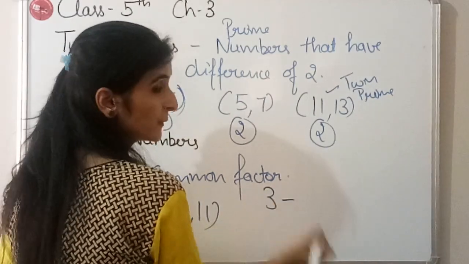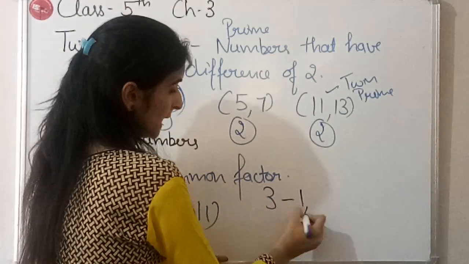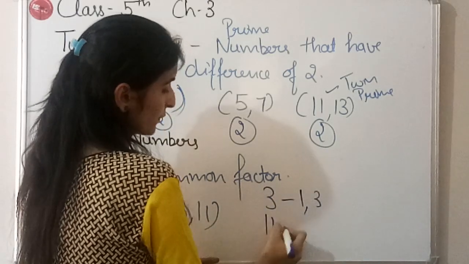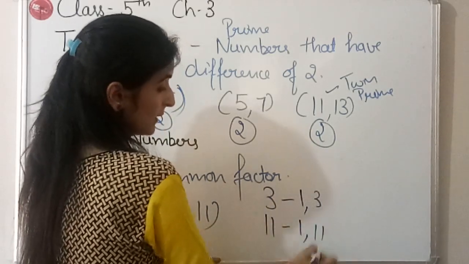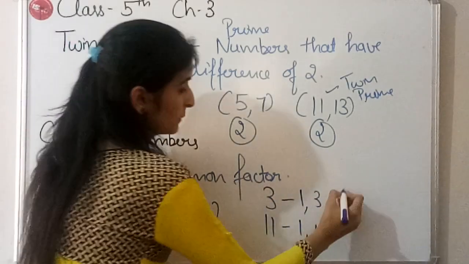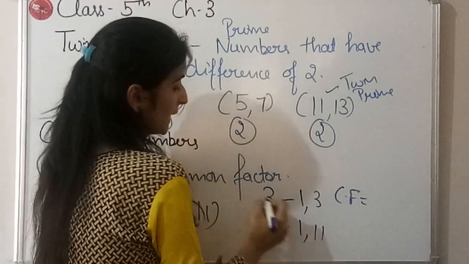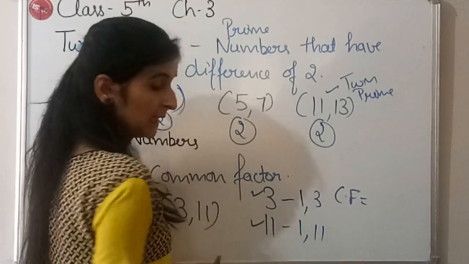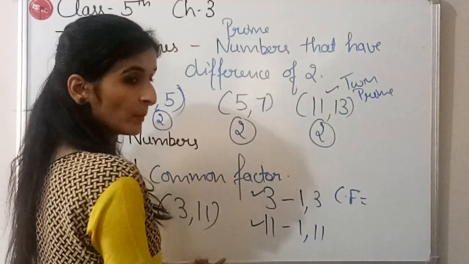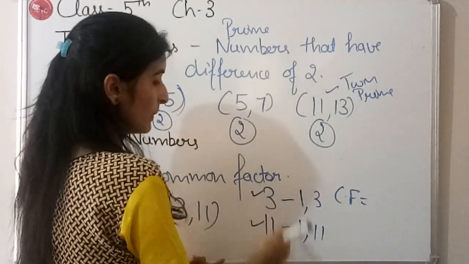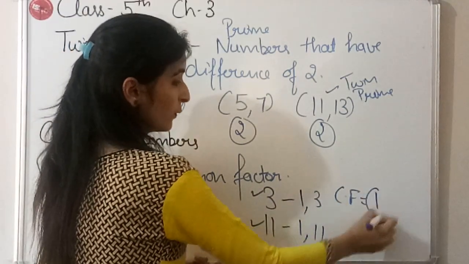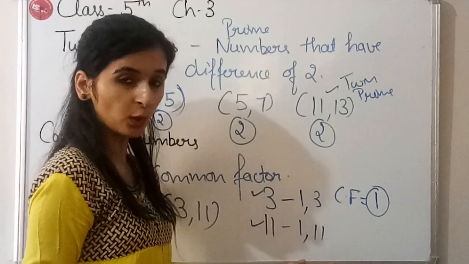The factors of 3 are 1 and 3. The factors of 11 are 1 and 11. So a common factor means a number which is a factor of 3 and also of 11. So what is the common factor of 3 and 11? The common factor of 3 and 11 is 1. So it has only one common factor.